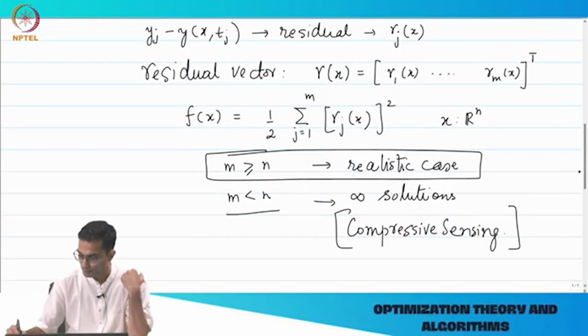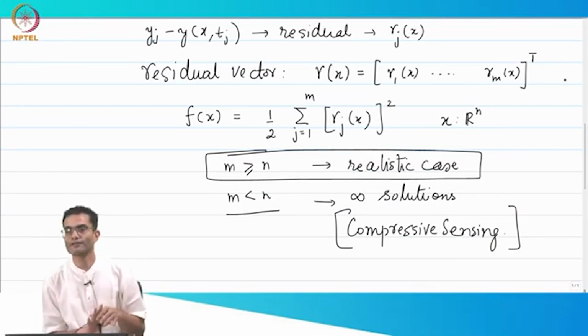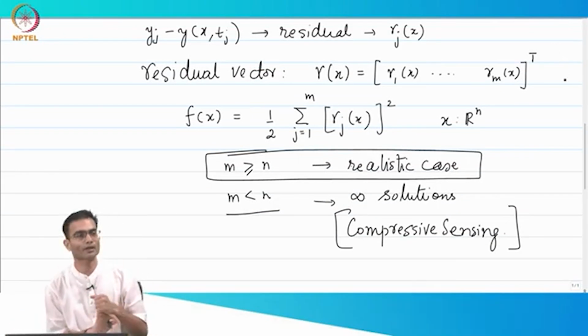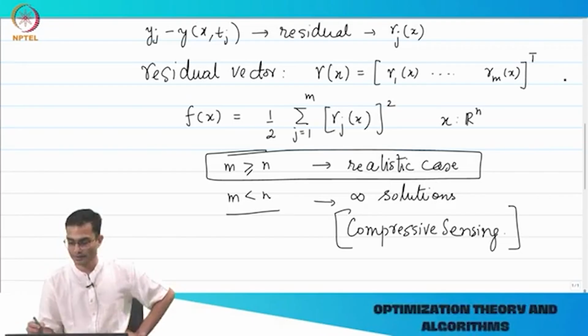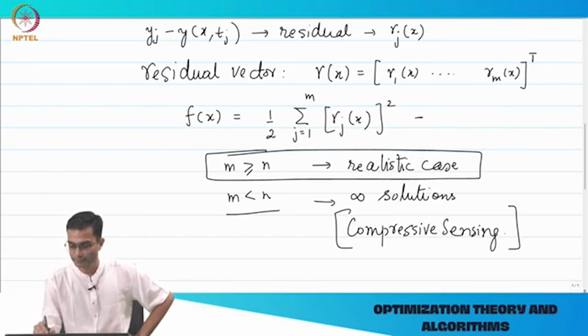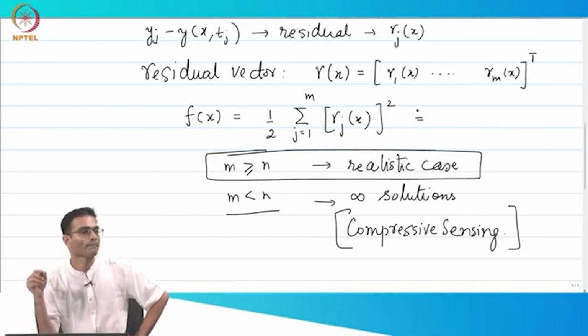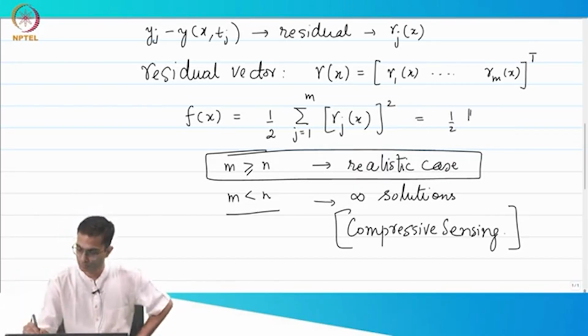So with my residual vector r defined this way, is there yet another very compact way of writing this cost function f(x)? Instead of this laborious summation that I've written, can I write it in some other way? Half the norm of r squared, right? L2 norm.